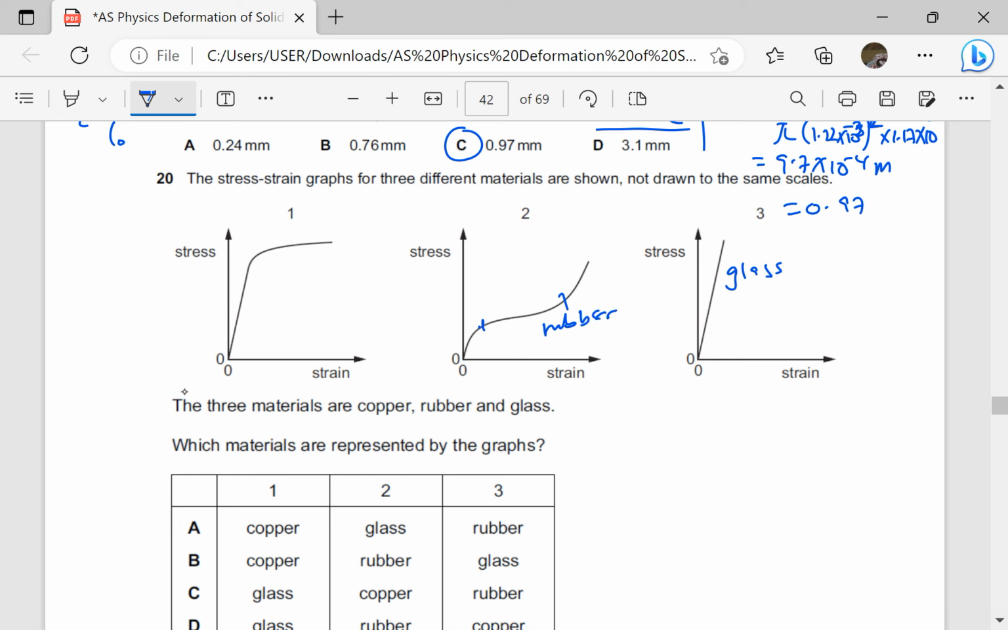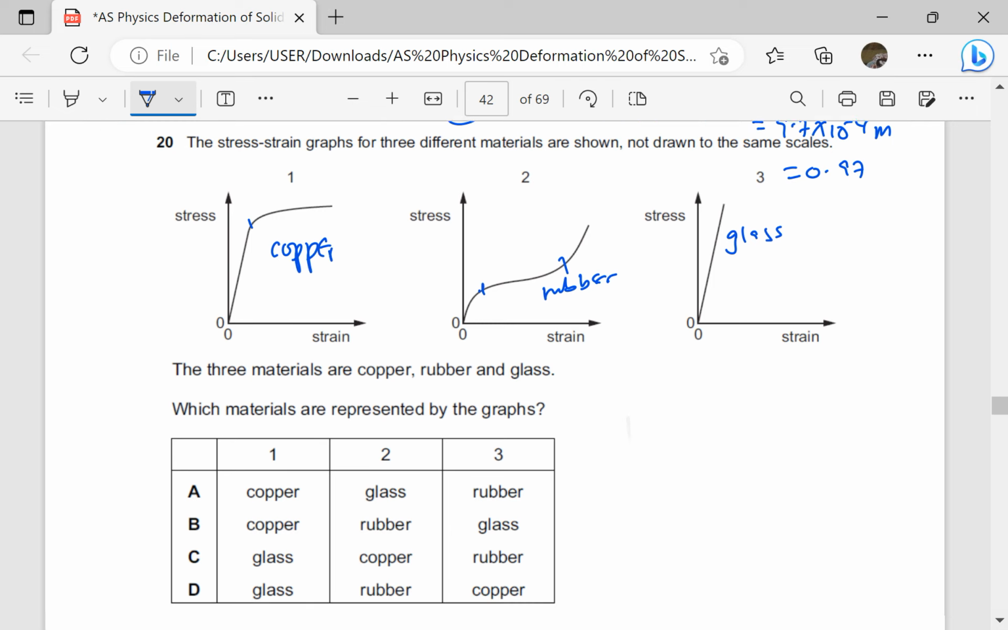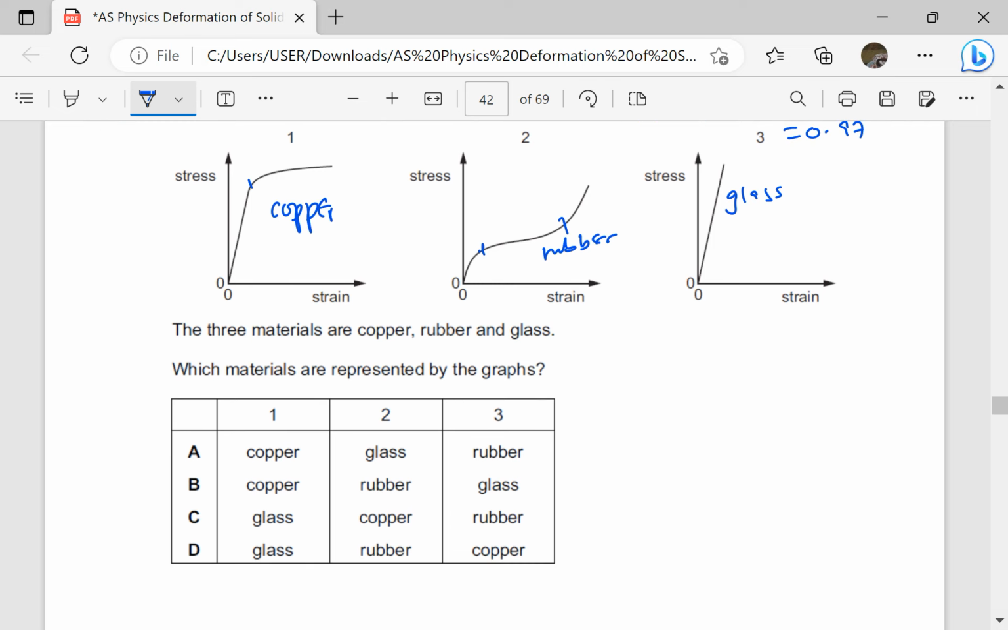Initially, Hooke's law is obeyed, and then when the elastic limit is exceeded, you notice that stress is no longer directly proportional to strain. So this is a ductile material, which is going to be copper. So our answer is going to be 1 is copper, 2 is rubber, and 3 is glass. So the answer is going to be B.